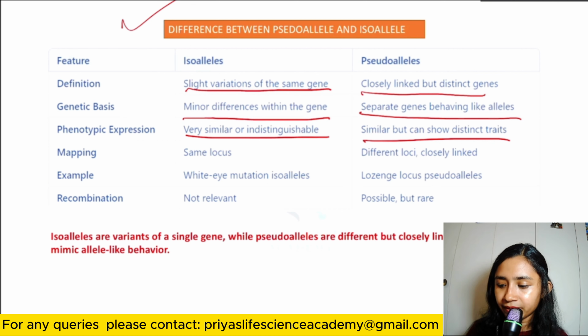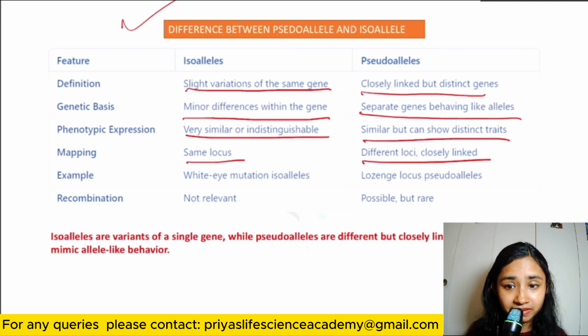Okay, mapping: isoalleles are of the same locus because it is the same gene, they will be from the same locus only. In case of pseudoalleles, they are of different loci because they are different genes but they are closely linked. I have shown you the picture that the two alleles are closely linked but they are of different loci because they are of different genes. Example: the white eye mutation I showed you is isoallele, and for pseudoallele, the lozenge locus pseudoalleles.